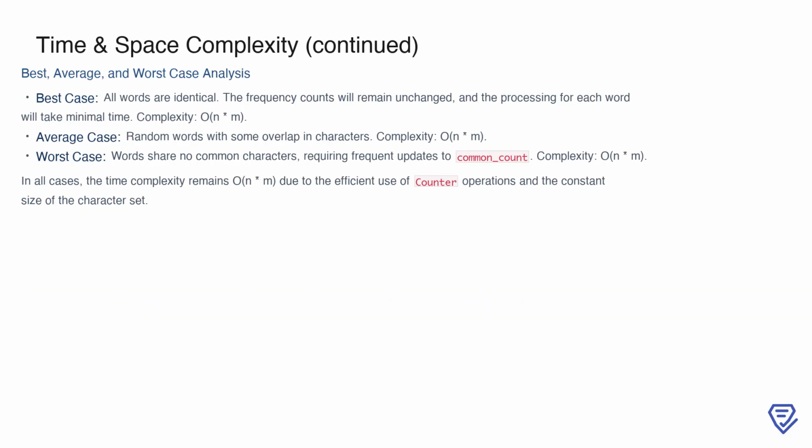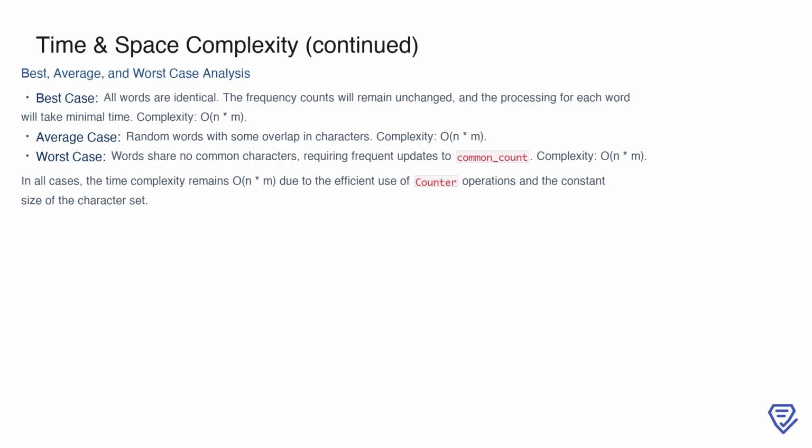Finally, let's analyze the best, average, and worst-case scenarios for this solution. In the best case, when all words are identical, the frequency counts in common_count remain unchanged throughout the iterations, and each word is processed with minimal effort. In this scenario, the complexity remains O(n*m). In the average case, where the words have some overlap in characters, the algorithm efficiently updates common_count to reflect the minimum frequencies, with a complexity of O(n*m). In the worst case, when the words share no common characters, the common_count requires frequent updates as characters are removed, but the complexity still remains O(n*m).